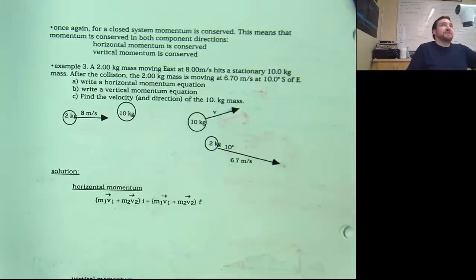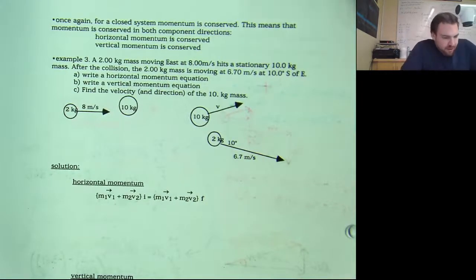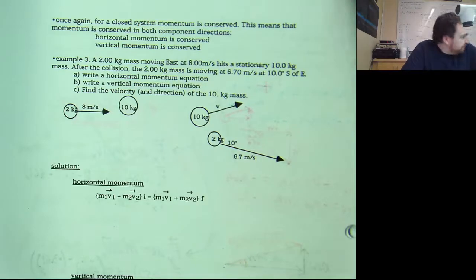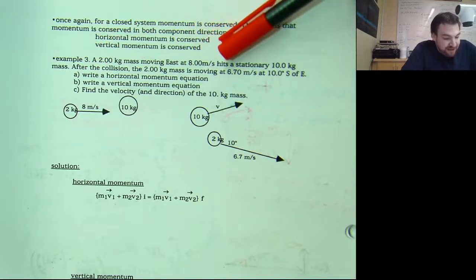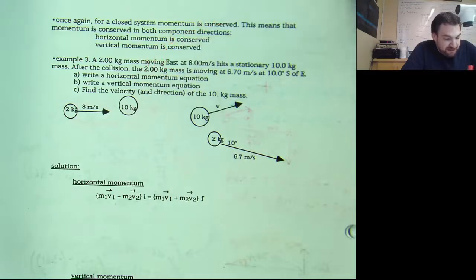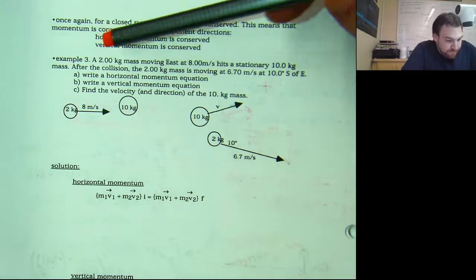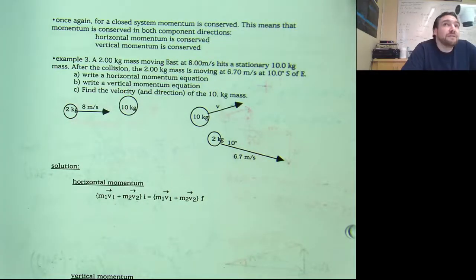So that's one object. Let's do the same thing with two objects. As always, for a closed system, momentum is conserved. This means that momentum is conserved in all directions, x and y. So we've got a 2 kilogram mass moving east at 8 meters per second, hitting a stationary 10 kilogram mass. After the collision, the 2 kilogram mass is moving at 6.7 meters per second, 10 degrees south of east. We want to find out what the velocity in the direction of the 10 kilogram mass is.